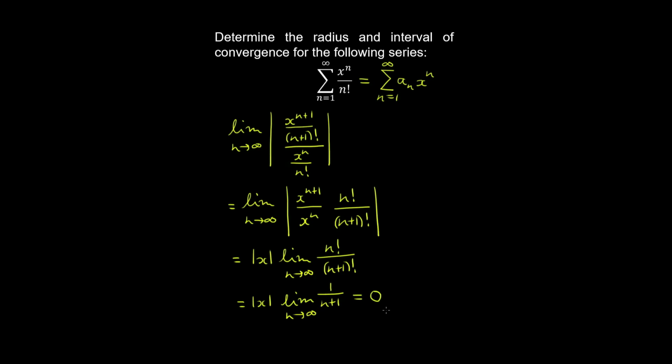So by the ratio test, rho is always less than 1. So that means the series converges for all values of x. So effectively, the radius of convergence is infinity, and the interval of convergence is minus infinity to infinity.